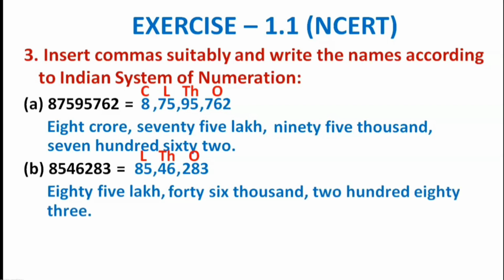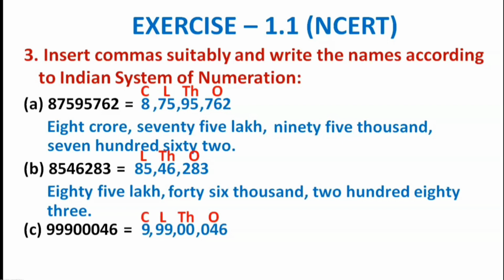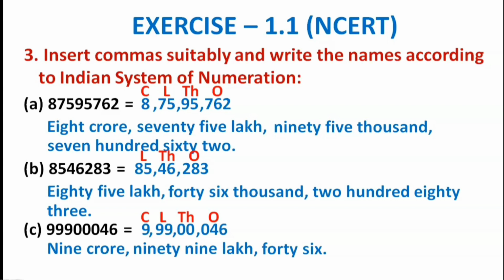Now coming to the next number, 9900046. First let us place commas according to Indian system like this. Before last 3 digits 1 comma and next before 2 digits and again before 2 more digits. Now the periods are ones, thousands, lakhs and crores. Now the number name is, as 9 is in crores period, write 9 crores, and 99 in lakhs period, so 99 lakh. And remember, no number is in thousands period, so skip it and write just 46 next.